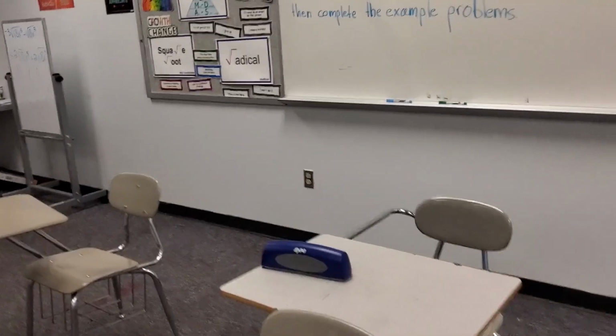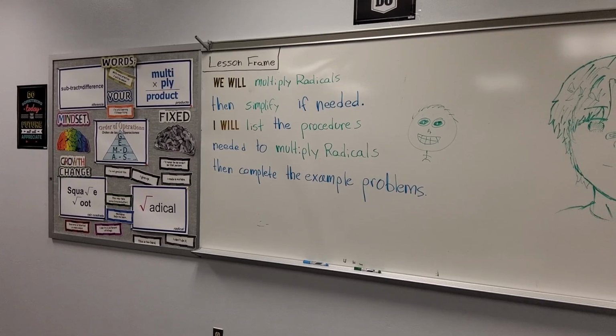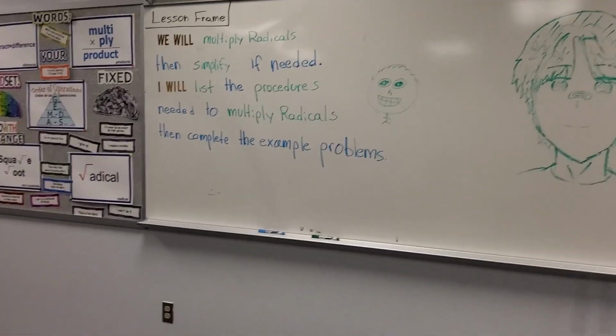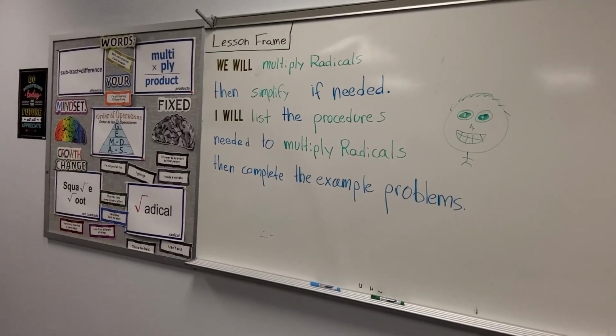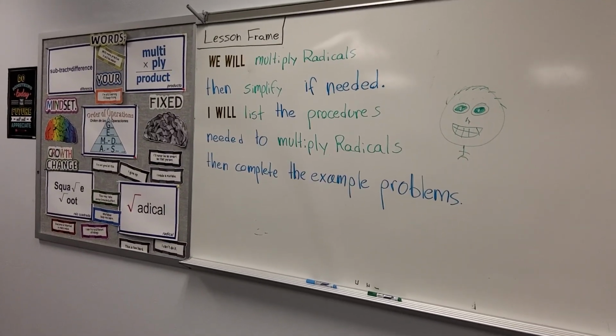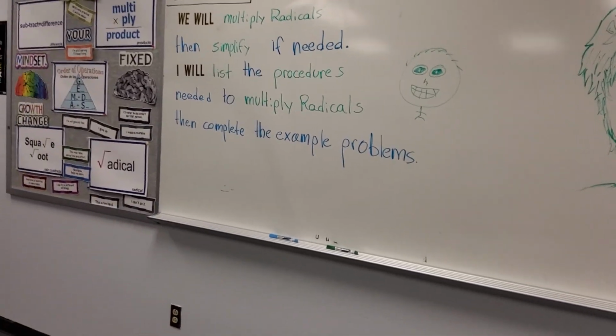First things first, we're going to start with the lesson frame. You guys don't have to follow this one. I'm just going to read it for you so you know what we're doing. Today we will be multiplying radicals, then we simplify if needed. I will list the procedures needed to multiply radicals, then complete the example problems.